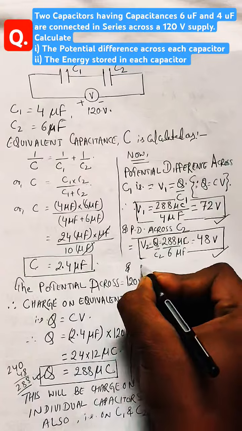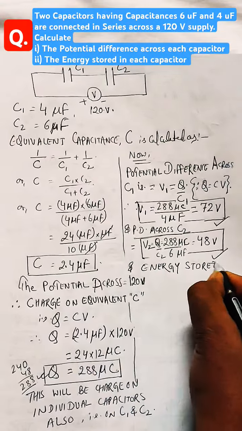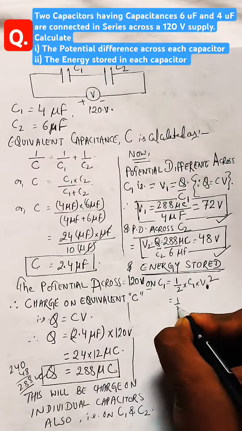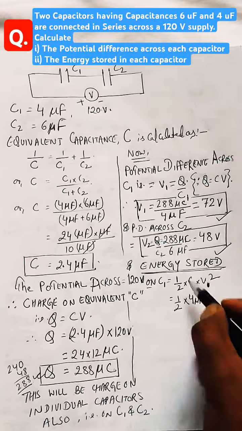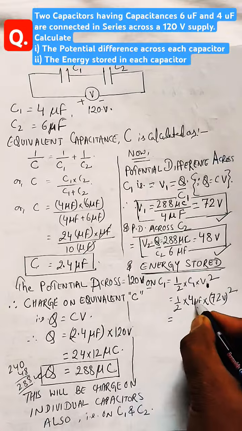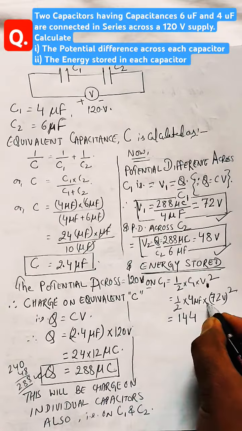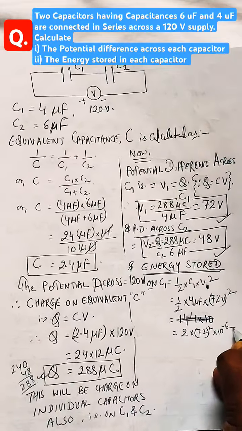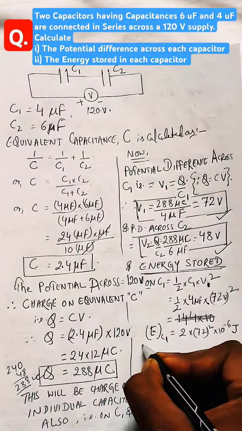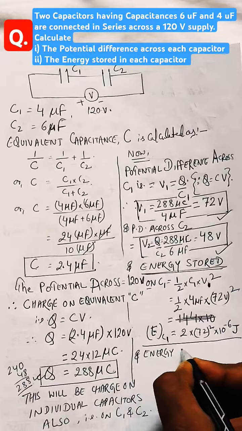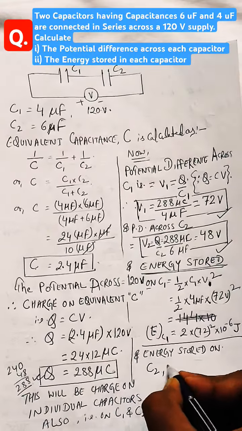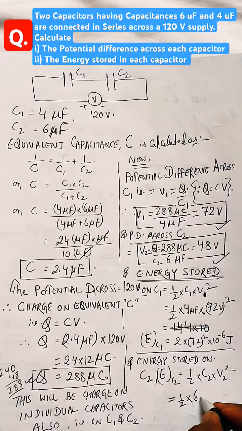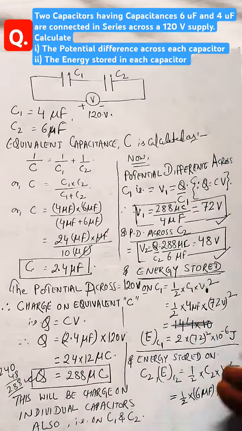Now the energy stored on a capacitor is given by the formula half CV square. So energy stored on C1 equals 1 by 2 into C1 into V1 square, where C1 and V1 are the values of capacitor 1 and the potential difference across capacitor 1. Putting in the values, it will be 2 into 72 square into 10 to the power minus 6 joule. Similarly, energy stored on C2 will be half CV square, where C2 and V2 will be placed. So it will come as 3 into 48 square joule.